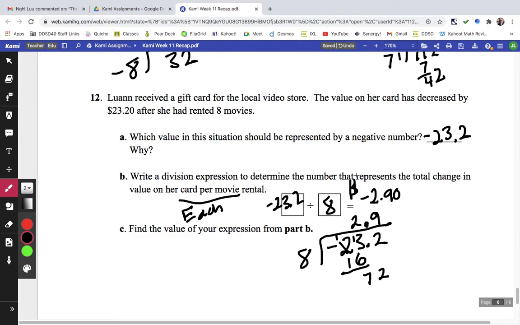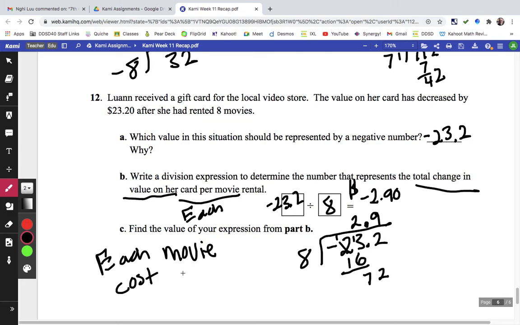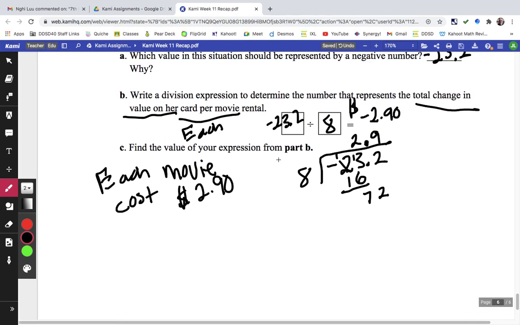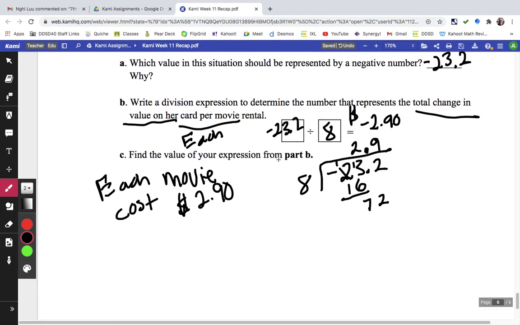So the question is, write a division expression to determine the number that represents the total change in value on her card per movie rental. That is a fancy way of saying how much does each movie cost. So I could say each movie cost $2.90, or the change in the card was negative 2.9. Or a decrease, I could say the change in the card was a decrease of $2.90 for each movie.